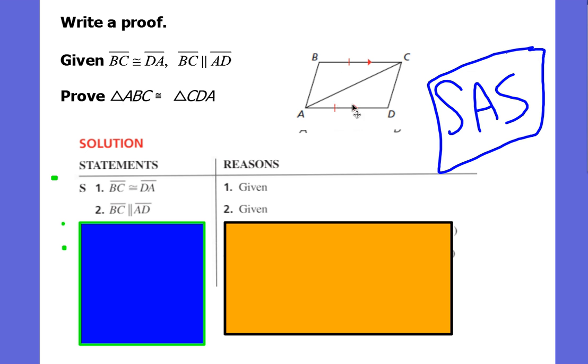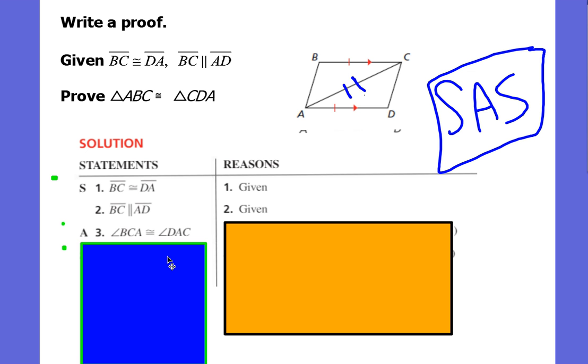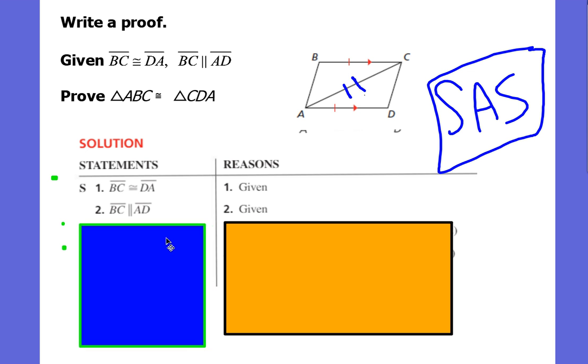So what's my number one look for? My number one look for is to use a reflexive property when possible. Look for shared sides. So what do we see here? I see that AC is congruent to itself, all right? I see AC is congruent to itself.